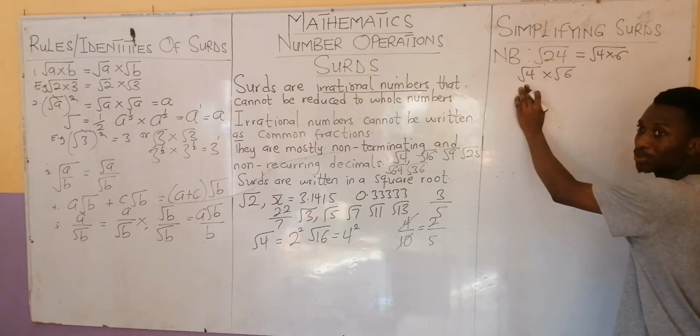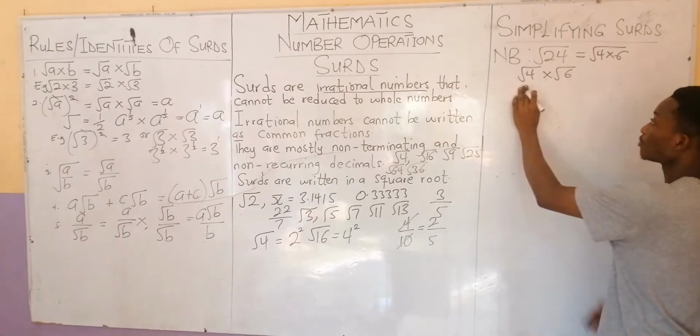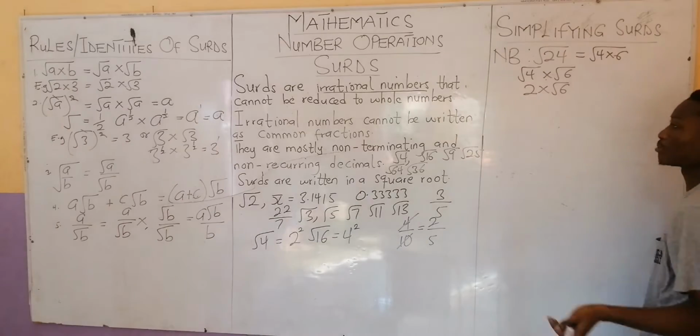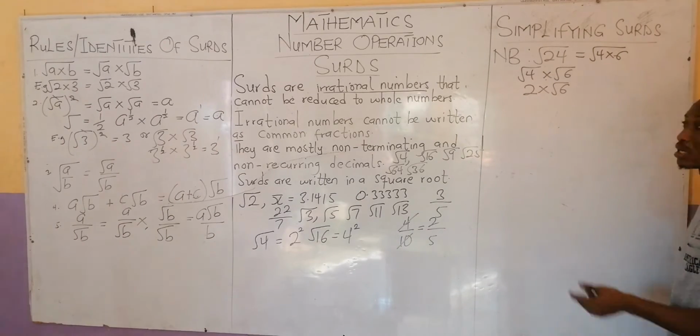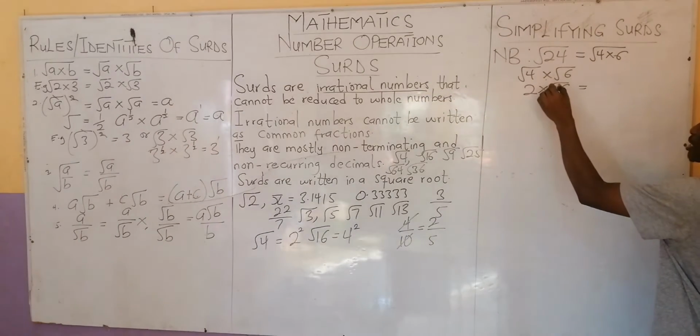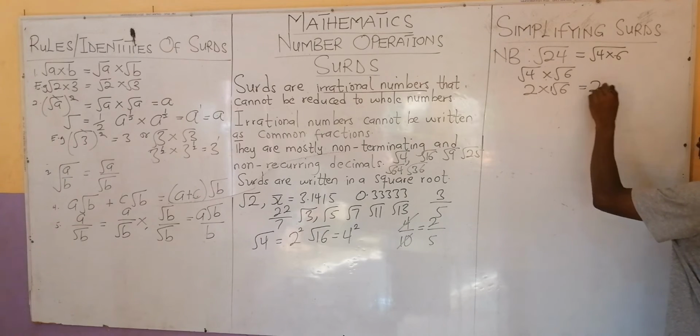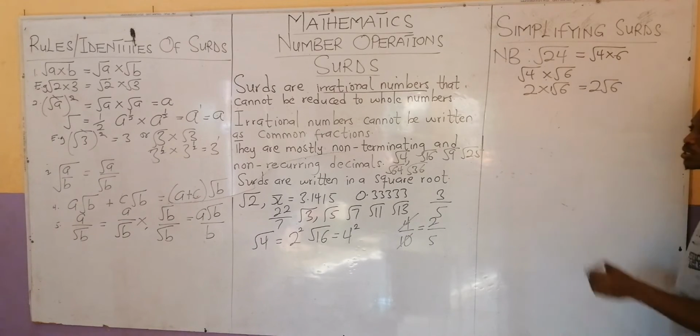Root of 4 means I want a number that multiplies itself to give me 4, and that is 2, times root 6. Here I can't do anything about the root 6. There's nothing that can be done here. Now there's a 1 assumed to be here, the coefficient. So 2 times 1 is 2, then root 6. And you are done.